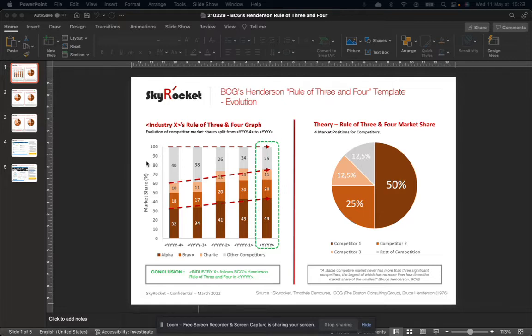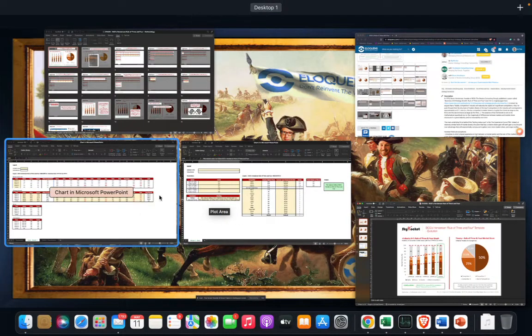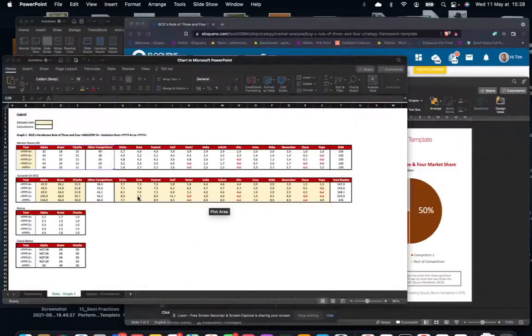So what I did here, as you can see on the screen, is two templates to play around with BCG Henderson's Rule of 3 and 4 when you want to analyze a market to see if it respects this rule. So for all you analysts out there, it's a nice slide to have. On the right, you have the theory every time, and on the left, a practical approach. The first one is taking an industry and seeing how it evolves over a period of 5 years. It can be more. If I show you the underlying Excel, it is this one.